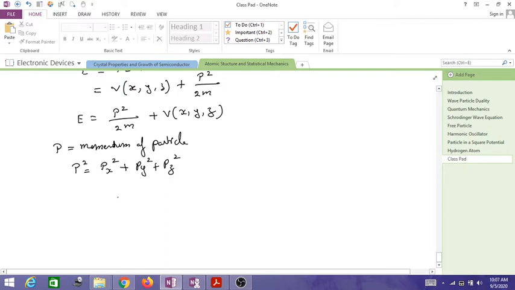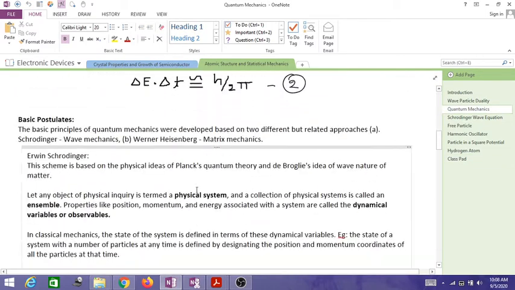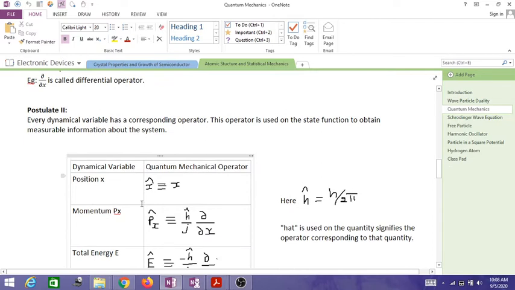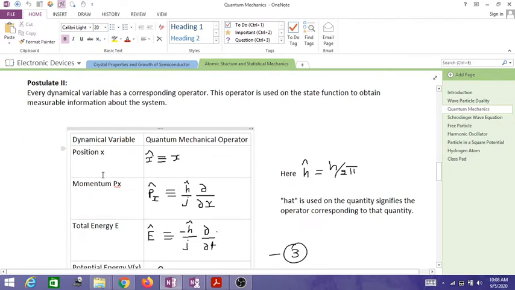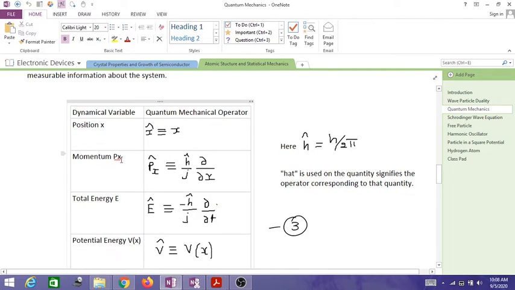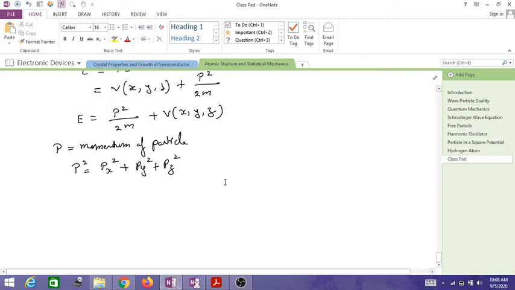From the basic postulates, from the second postulate, we have seen that the state function is operated on by an operator. Let me take you there. In postulate 2 we have described the various dynamical variables and their quantum mechanical operators. Here, if we see the momentum Px, it has the operator h bar by j with the derivative with respect to x. The same thing we will consider here.